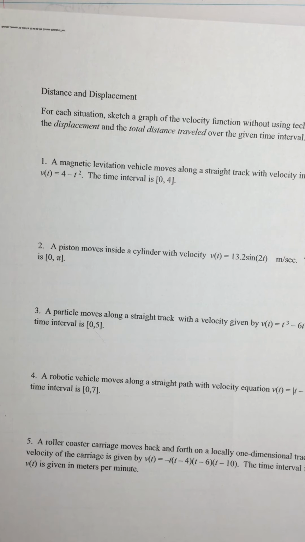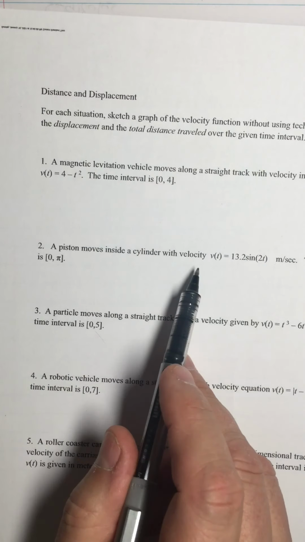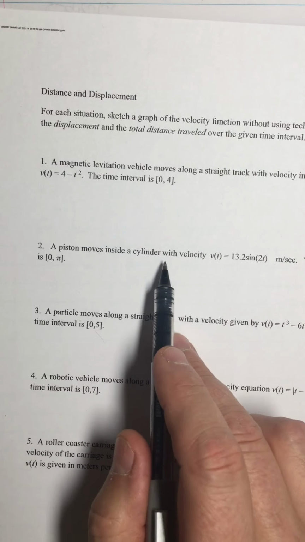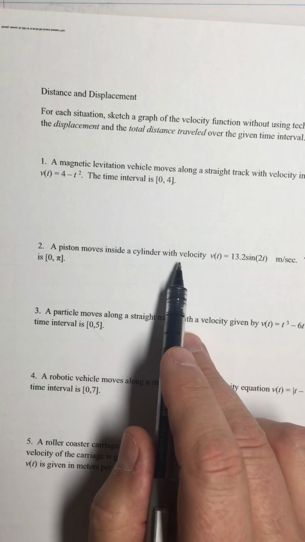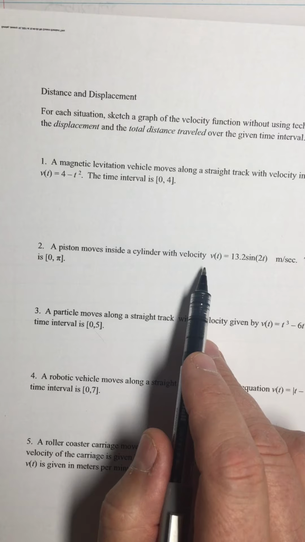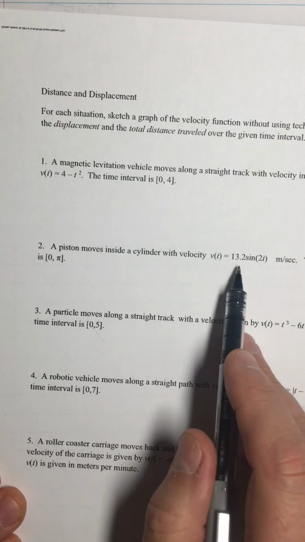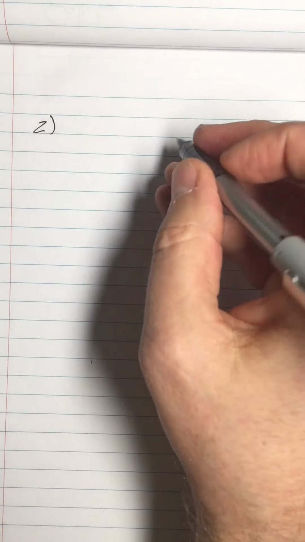You're only going to find pistons in museums because cars are going to be electric. Anyway, these days we still have pistons moving in cylinders. Maybe some kind of pump might have a piston inside a cylinder. And it has a velocity with a sine curve, and that makes sense because I have a piston, right?